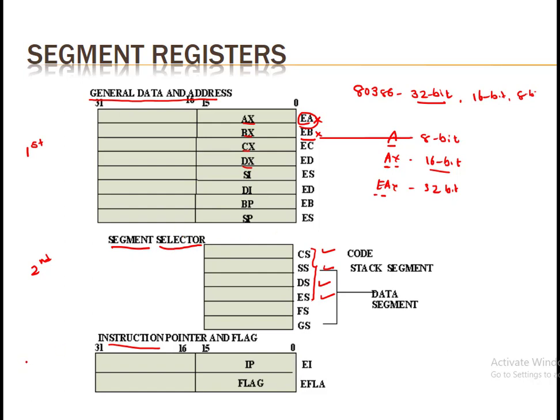The third category of registers is instruction pointer and flags. The instruction pointer is the offset to the process which is executed currently by the microprocessor, and flags are nothing but the status after the operation is performed.